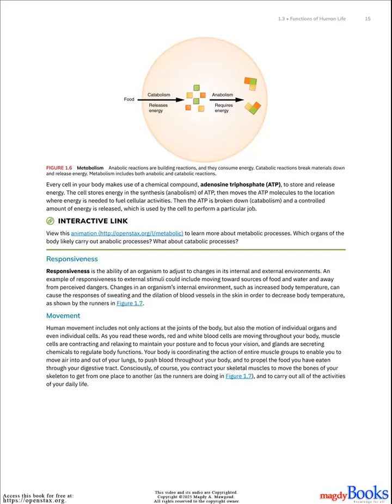Movement. Human movement includes not only actions at the joints of the body, but also the motion of individual organs and even individual cells. As you read these words, red and white blood cells are moving throughout your body, muscle cells are contracting and relaxing to maintain your posture and to focus your vision, and glands are secreting chemicals to regulate body functions. Your body is coordinating the action of entire muscle groups to enable you to move air into and out of your lungs, to push blood throughout your body, and to propel the food you have eaten through your digestive tract.